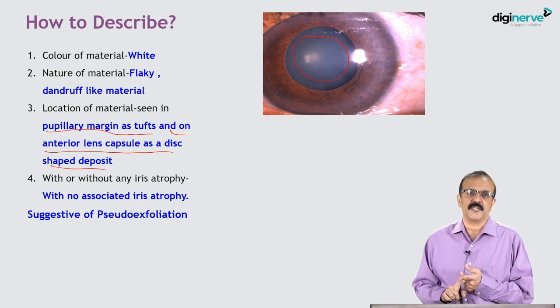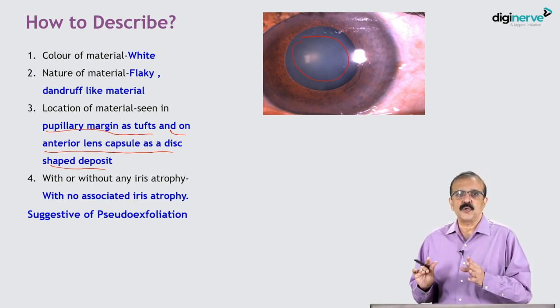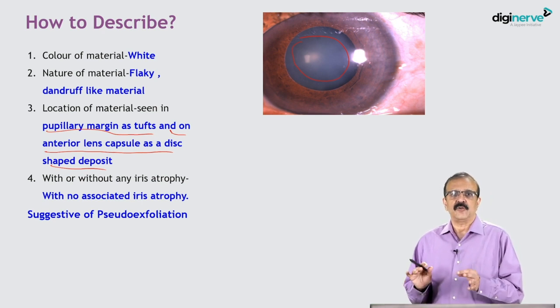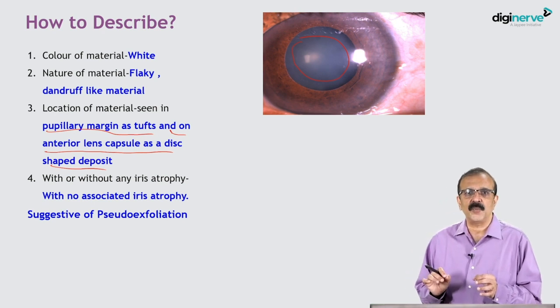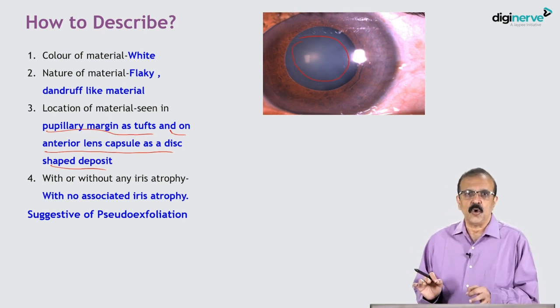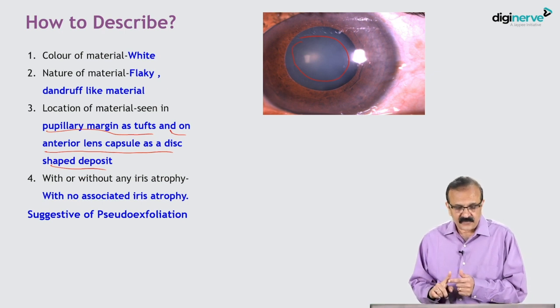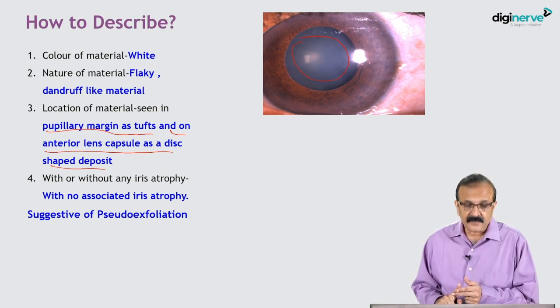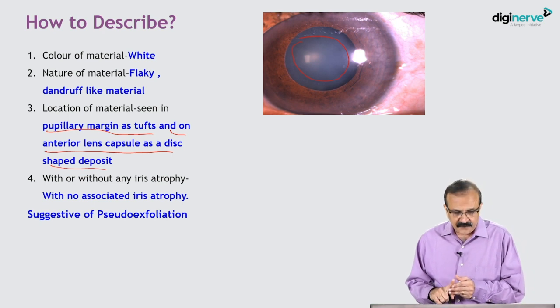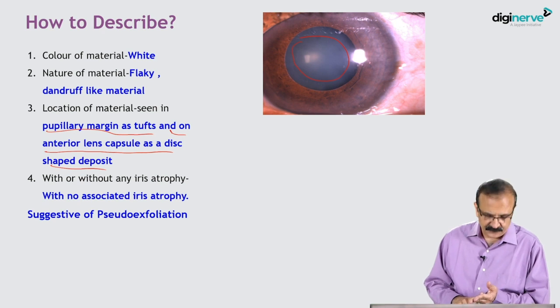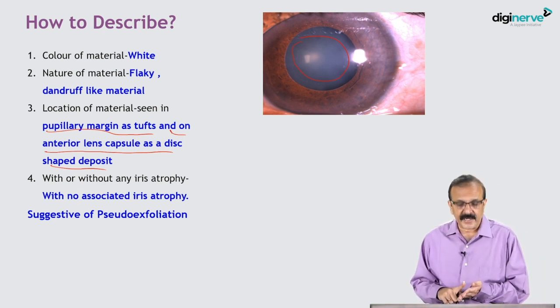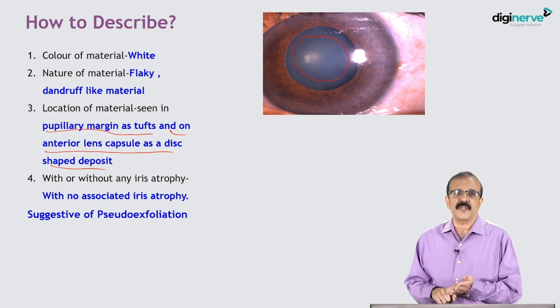suggestive of pseudoexfoliation. Now imagine 2 students are going for the exam to the same examiner. One student is saying pseudoexfoliation present in the pupillary area, and you go and you say white, flaky, dandruff-like material seen in pupillary margin as tufts and on the anterior lens capsule as a disc-shaped deposit with no associated iris atrophy, suggestive of pseudoexfoliation. It's anybody's guess as to who is going to get higher marks, right?